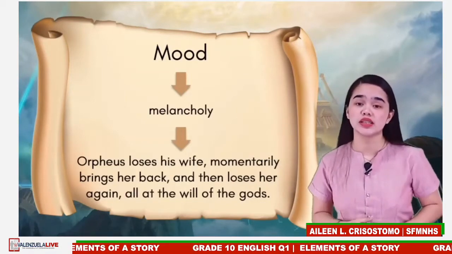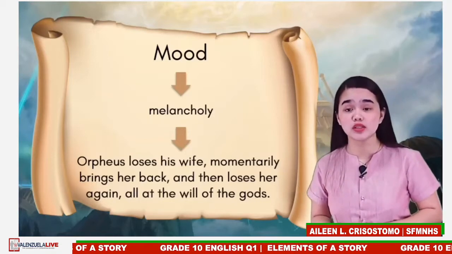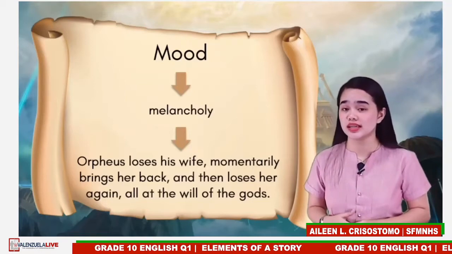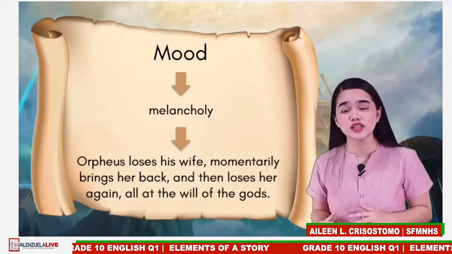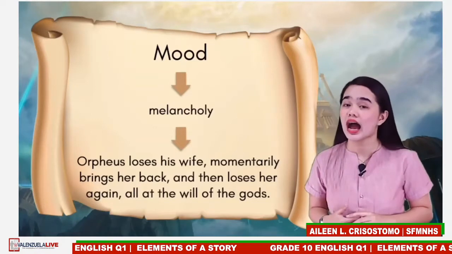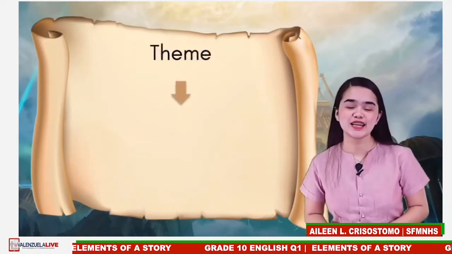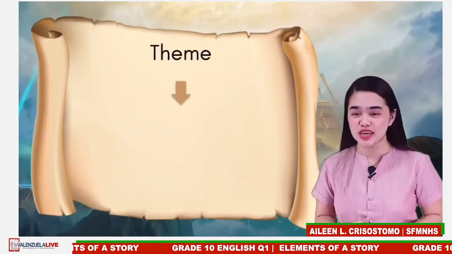Due to circumstances, we can say that the mood of this story is generally a melancholy one as Orpheus loses his wife, momentarily brings her back, and then loses her again, all at the will of the gods. Lastly, let's talk about the story's theme.